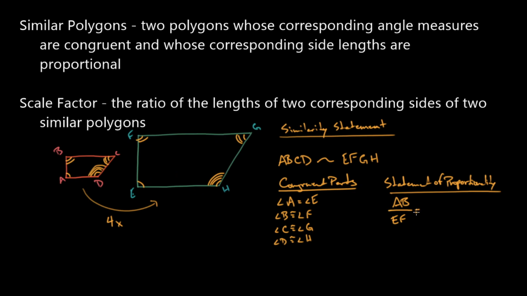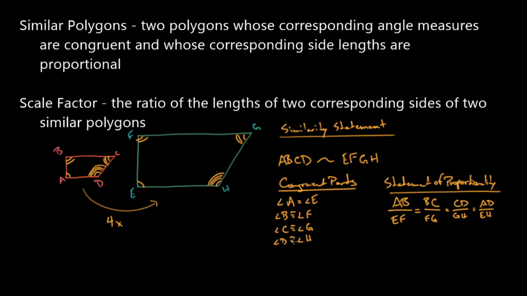And so that'll be the case for all of these, all my corresponding parts: B to C over F to G. And then C to D over G to H. And then my last part, A to D over E to H. So this is my statement of proportionality, which tells me the corresponding side lengths are not congruent to each other, but proportional to each other.